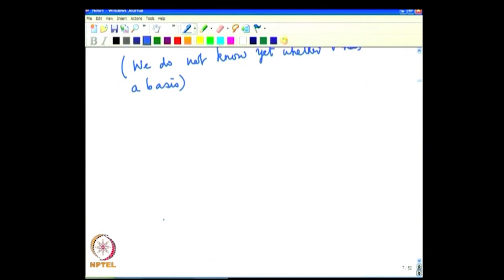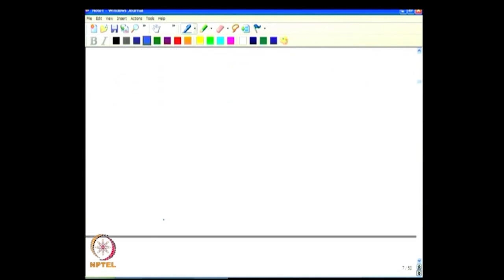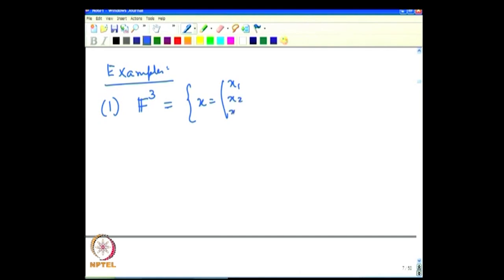We shall make a remark about this question a little later, but to begin with, let us look at some examples. The first example that we see, let us look at F3. Where F is a field, we can take F to be R, then we get R3, we can take F to be C, we get C3, and so on and so forth. So, let F be any field and look at F3. What is F3? It is the set of all column vectors x1, x2, x3, such that the entries are all from the field F.